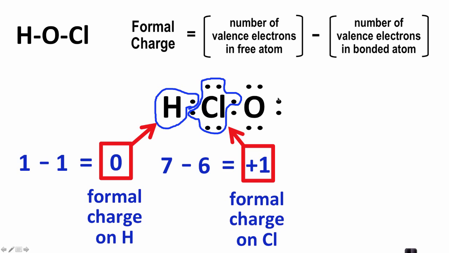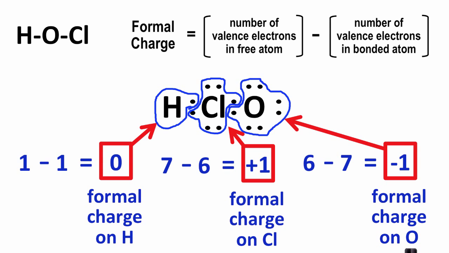And then last we have oxygen to do. Normally oxygen has 6 valence electrons, but in this particular case it's got 2 plus 1 of the pair here, plus 2 more, plus 2 more. So it has 7 valence electrons around it in the bonded atom, and 6 minus 7 is minus 1, and that's the formal charge on the oxygen.